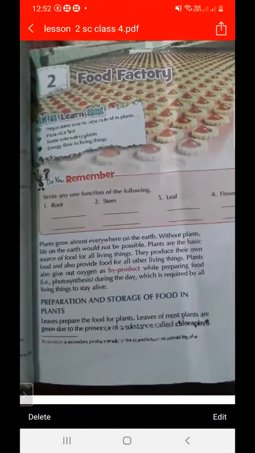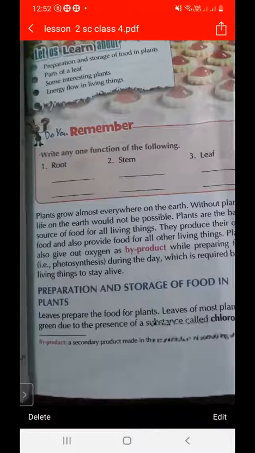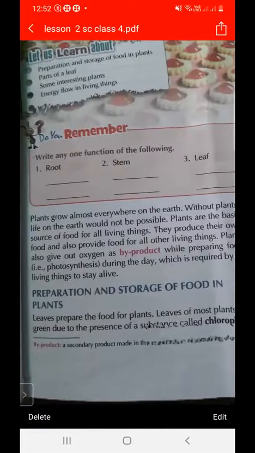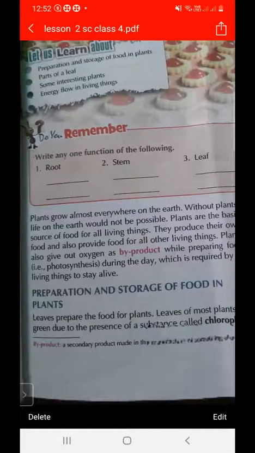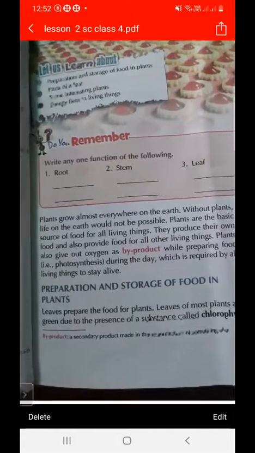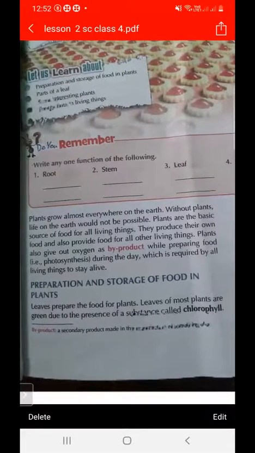Next, plants grow almost everywhere on the earth. Without plants, life on the earth would not be possible. As we know, there are so many plants growing everywhere on the earth, and without plants, the earth seems very plain. Plants are the basic source of food for all living things. They produce their own food and also provide food for all living things.